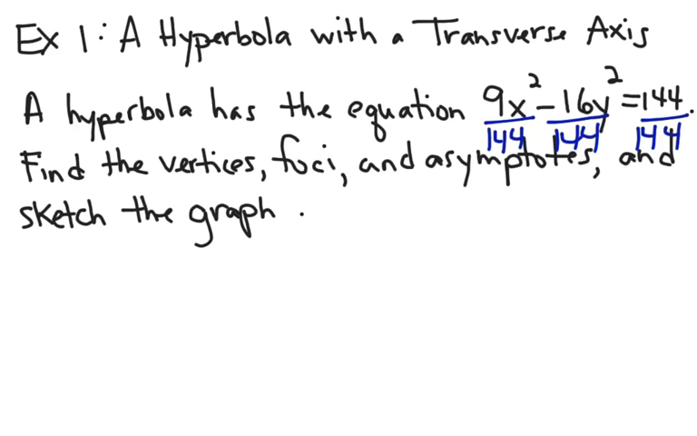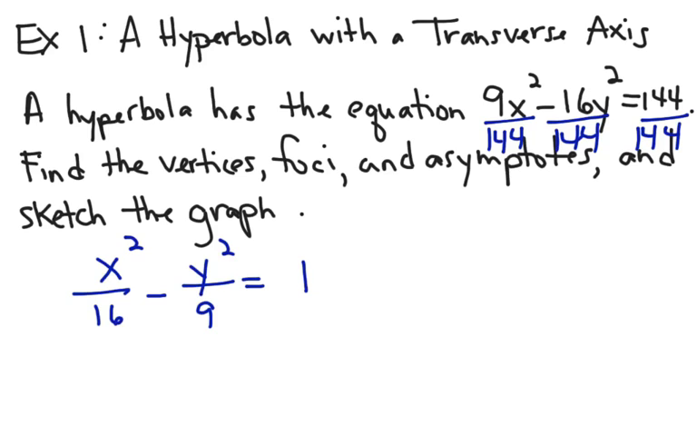So first we're going to start by simplifying. We're going to reduce those fractions. So 9 over 144 is 1 over 16. So I'm going to start with x squared over 16 minus, 16 over 144 reduces to 1 over 9, y squared over 9 equals 1. Now that's much easier to deal with. So I know that this is a hyperbola that opens to the left and to the right. That means I want to use that set of equations to find my vertices, foci, and asymptotes.